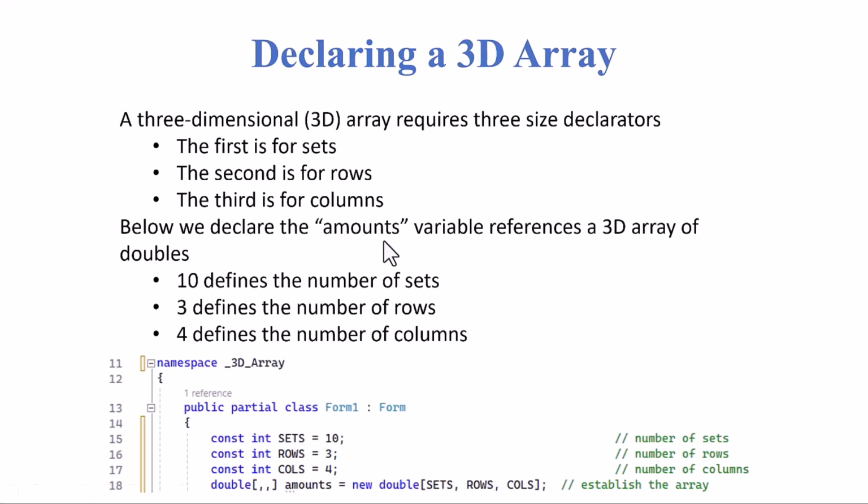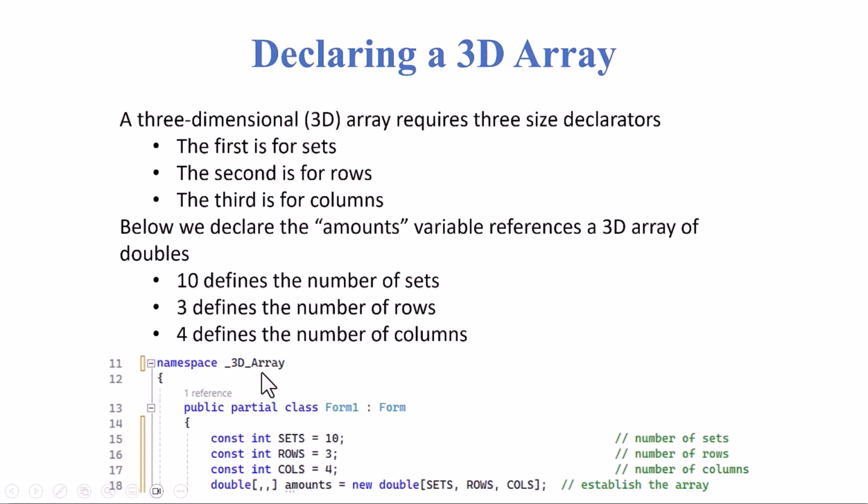Once again, it's the same array we set up in the last set when we looked at the two-dimensional array. We're calling it amounts. It's a variable that's going to reference a 3D array of doubles. And here we have defining 10 sets and 3 rows, 4 columns. So we've got 12 times 10, which is going to give us 120 elements in that array. It's quite a bit. 120 elements will be inside that whole text file that we would actually save. But we'd only see 12 at a time.